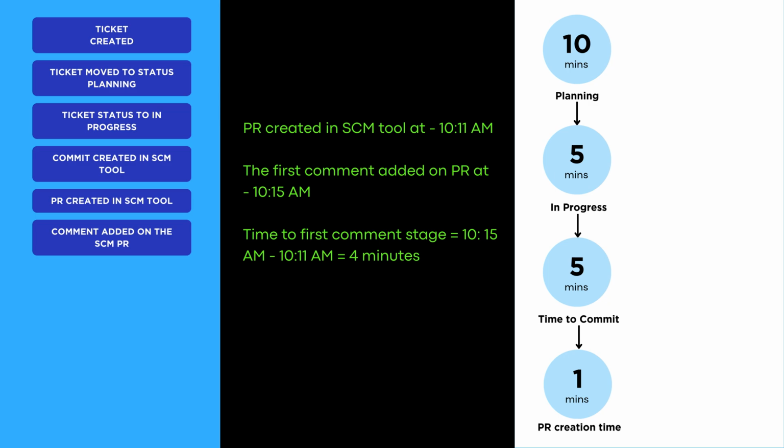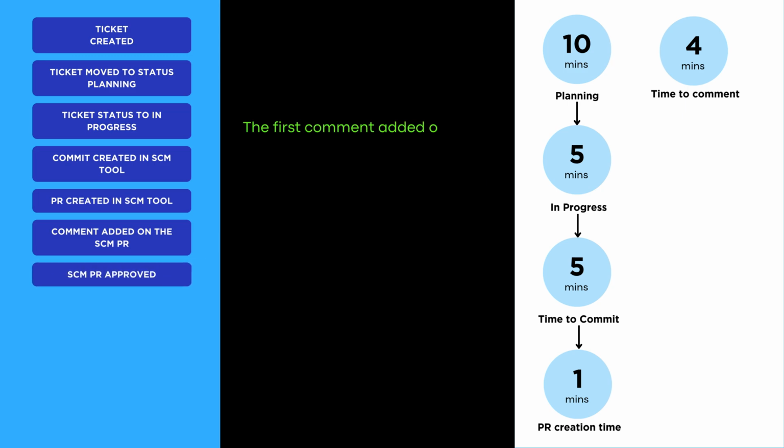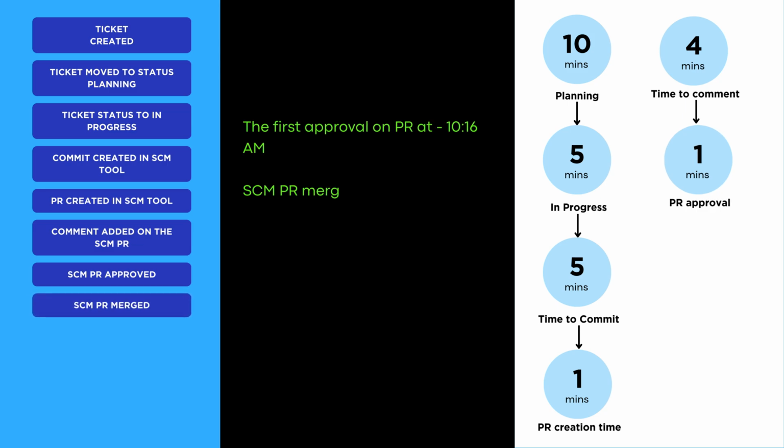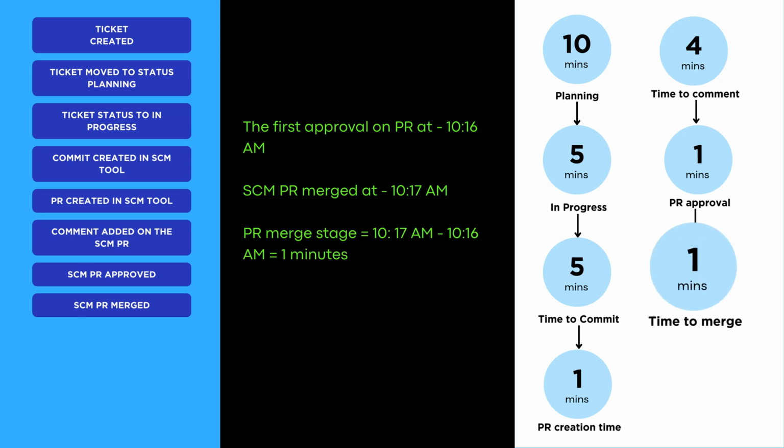This means the lead time for the time to comment stage becomes 4 minutes, indicating it took 4 minutes for the first comment to be added to the pull request since it was created. The first approval on the pull request was added at 10:16 a.m., so the lead time for the approval stage becomes 1 minute, as it took 1 minute to add the approval after the first comment was made. The PR was then merged at 10:17 a.m., making the lead time for the merge time stage 1 minute, as it took 1 minute to merge the PR after the first approval was added.